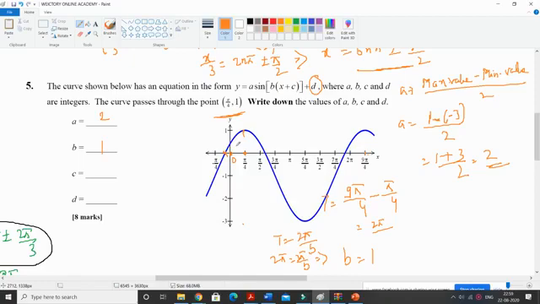Generally we get 1 at pi over 2, but now we are getting 1 at pi over 4. So how much horizontal shift is there? Generally we get 1 at pi over 2. Now we are getting 1 at pi over 4.